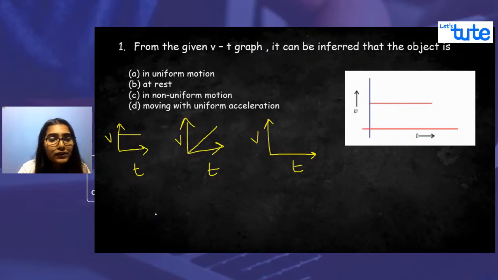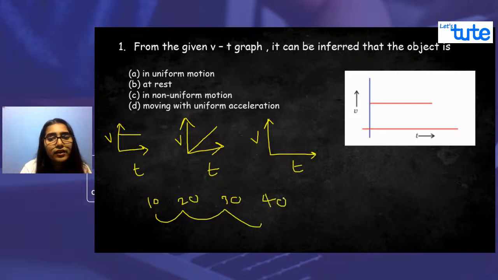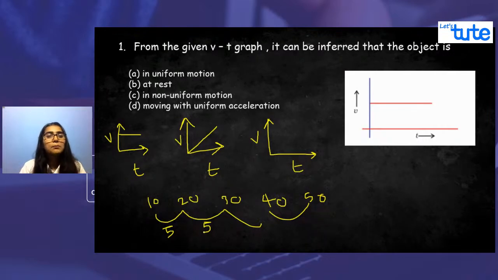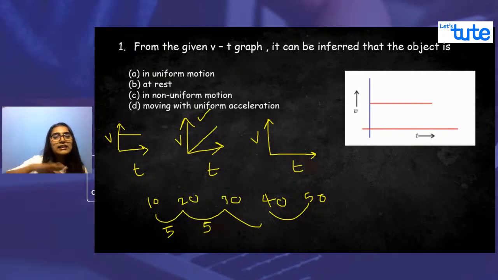What's happening is after every 5 minutes, its velocity is increasing. See, the body is accelerating. So if I want to plot a graph, this is what I will get. This is the graph I'll get. I'll get a linear graph if the velocity is increasing linearly.